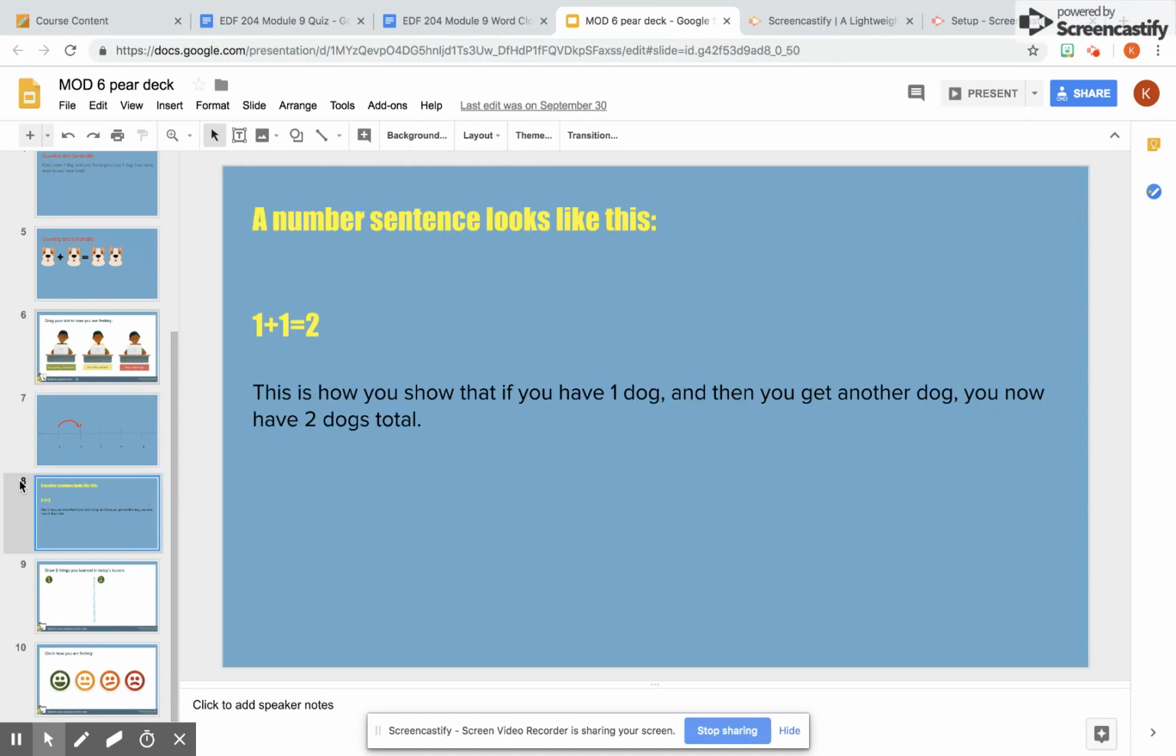So the next thing is I'm showing them what an actual number sentence looks like. This says a number sentence looks like this: 1 plus 1 equals 2. And then I'll also give the same question, and I answer the question, and I say, this is how you show that if you have one dog and then you get another dog, you have 2 dogs total. So this is kind of giving them more of a perspective of how this all ties in together.